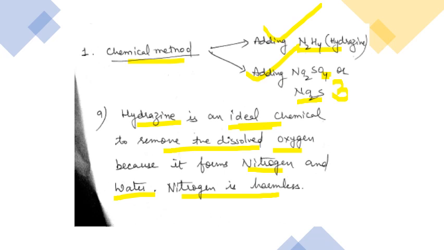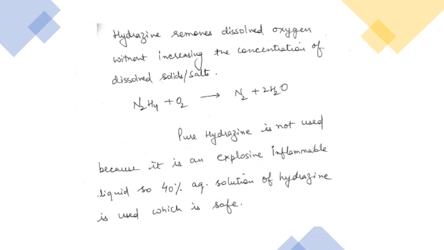Okay, an ideal chemical is that chemical which removes the cause and is not responsible for a future problem, or the product which is formed does not create a further problem. So that means that chemical should be ideal. So hydrazine is an ideal chemical for the removal of dissolved oxygen. Hydrazine, we can say, when reacting with the oxygen, forms nitrogen and water. So the nitrogen is the inert gas and it does not create problems.